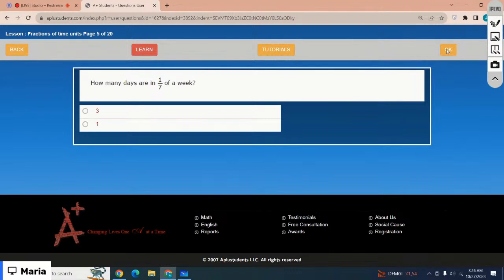How many days are in 1/7 of a week? Which is the correct option? In 1 week you have 7 days. So 1/7 is 1.